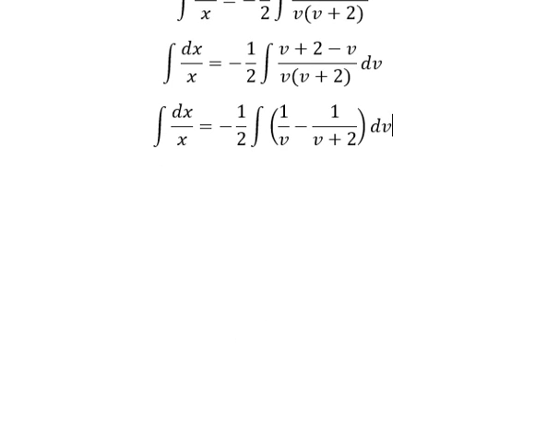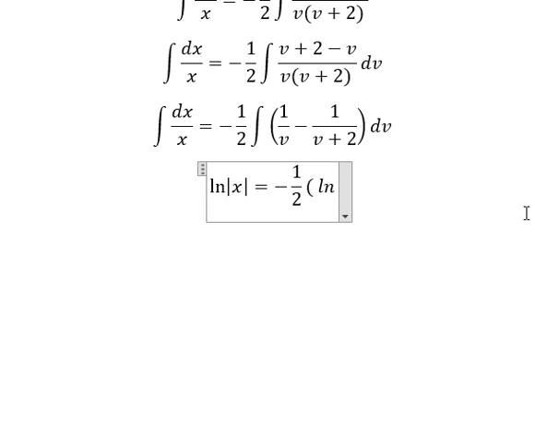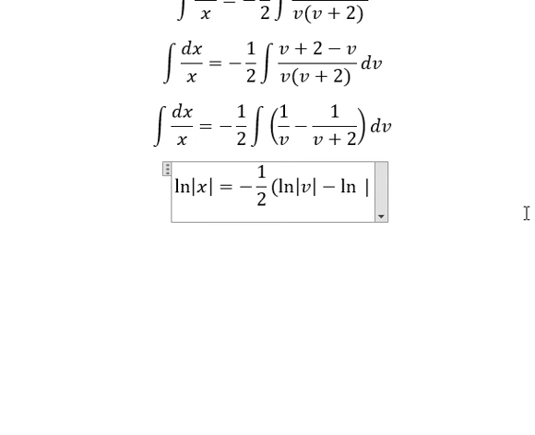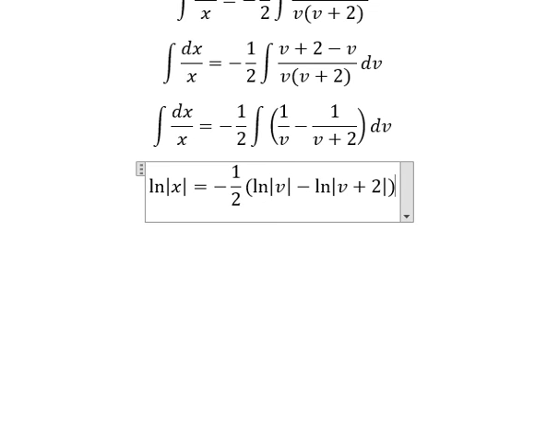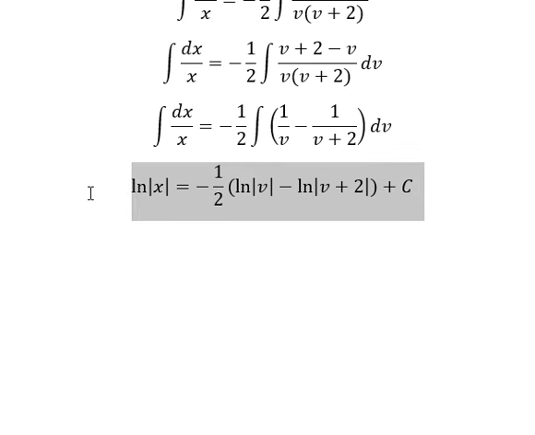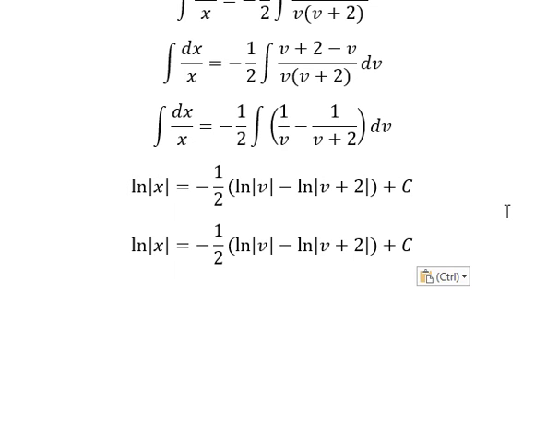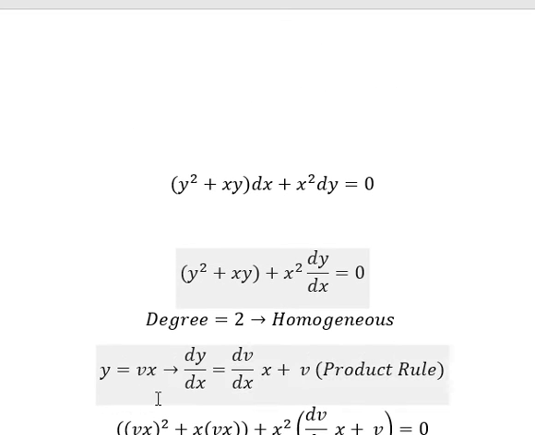And now we have the final answer. The integration of this one, we have Ln of the absolute value of x. The integration of this one, we have Ln of the absolute value of v. And the second one, about v, that is about this one.